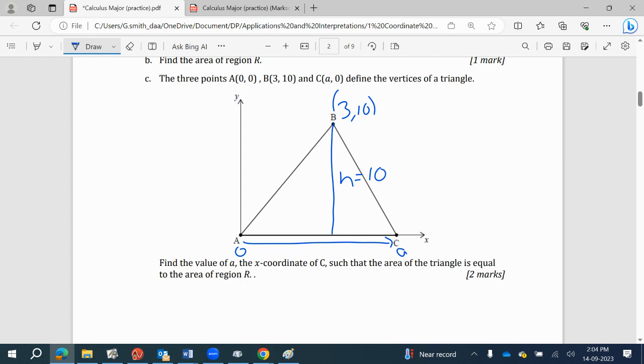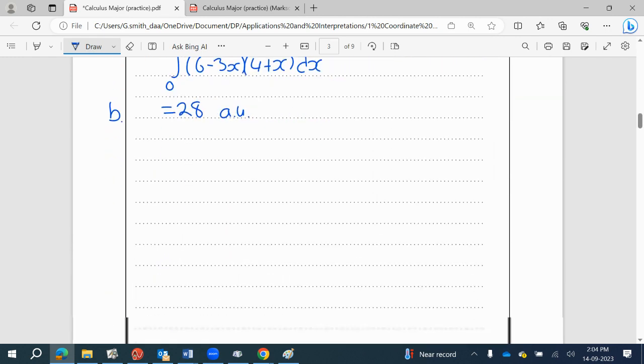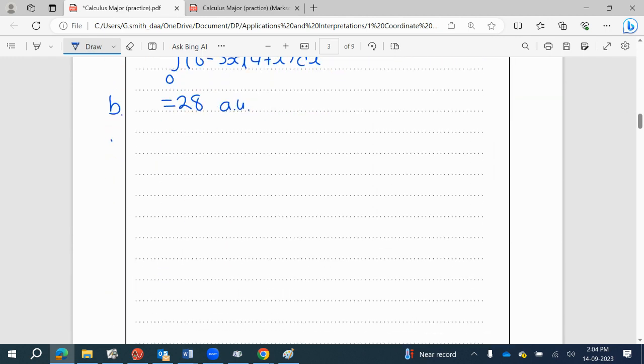So 28 has to equal... I've got 10 in there. So for C, I say that 28 is equal to a half times the base times the height, which is this. Simplifying that, half will give me 5a is equal to 28. A is equal to 28 over 5.